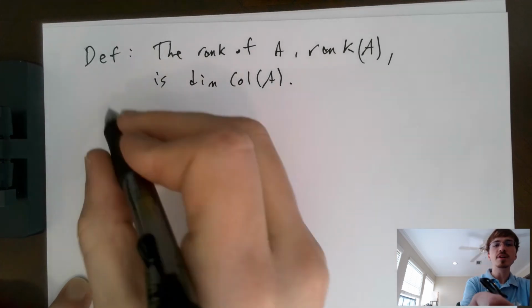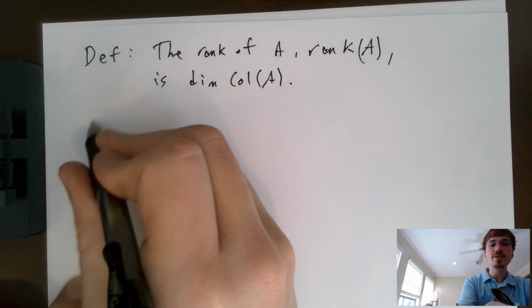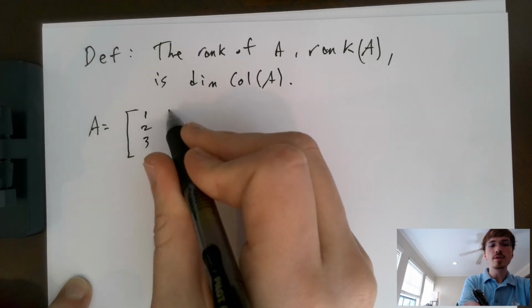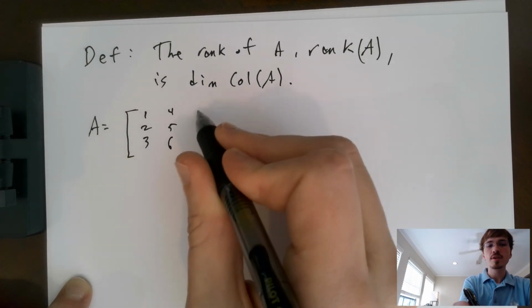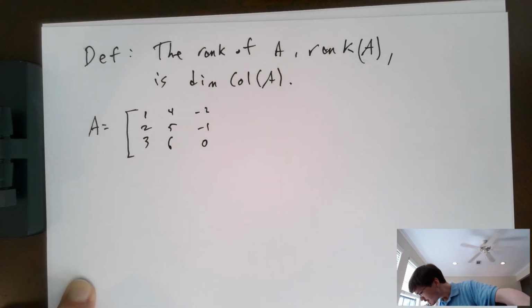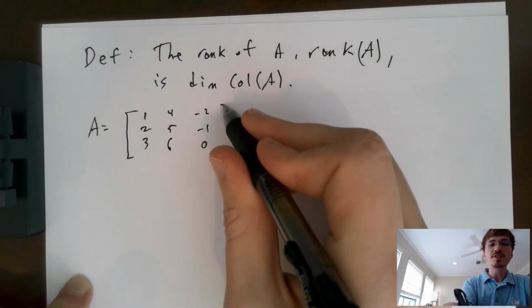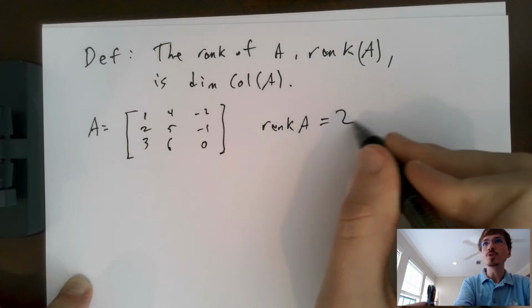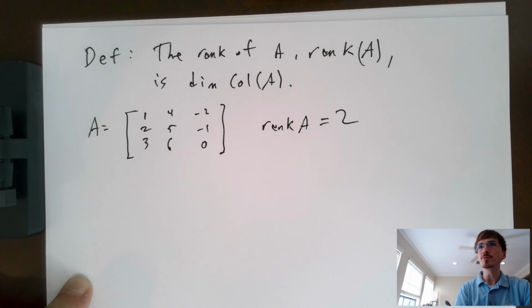And so just to be clear, if we have the matrix A equals 1, 2, 3, 4, 5, 6, negative 2, negative 1, 0, let me make sure that was the matrix. Yeah. If this is my matrix A, then the rank of A is equal to 2, because the dimension of its column space was 2.